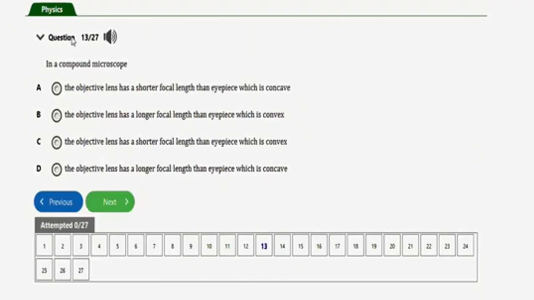The next question says, in a compound microscope, the objective lens has a shorter focal length than the eyepiece, which is concave. The objective lens has a longer focal length than the eyepiece, which is convex. No. The objective lens has a shorter focal length than the eyepiece, which is convex. Correct. Though we have answered this question before, the correct option here is option C.